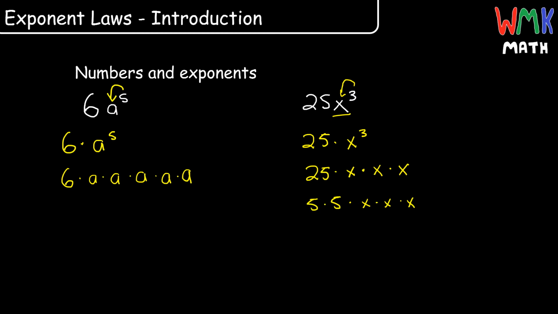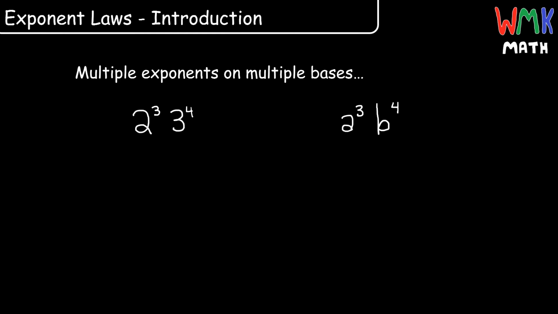Now, that's how we deal with numbers and exponents, where there's still a number, which we think of as a separate thing that's multiplied, attached to the variable here. Now, what happens if we really have two variables and two exponents at the same time? How does that affect how we expand exponents? Let's take our first example here: 2 to the 3, 3 to the 4.